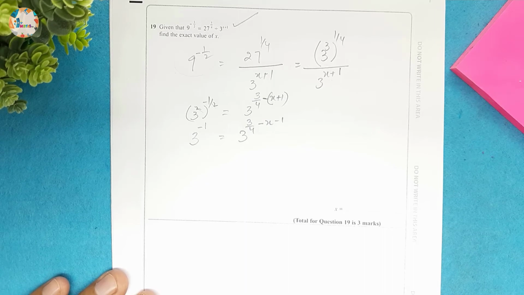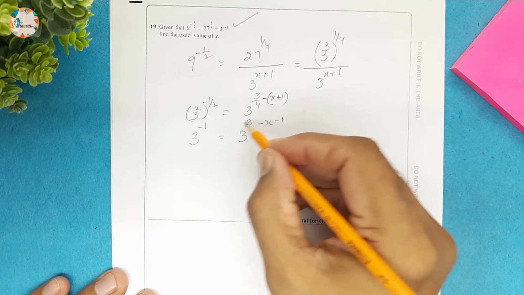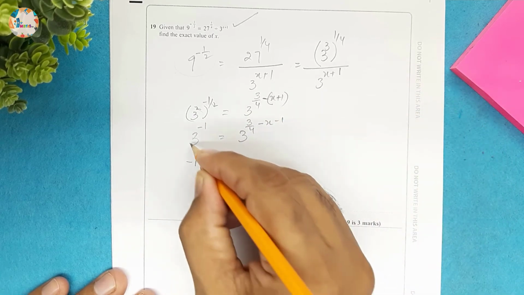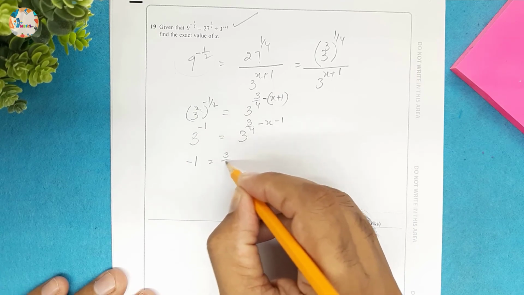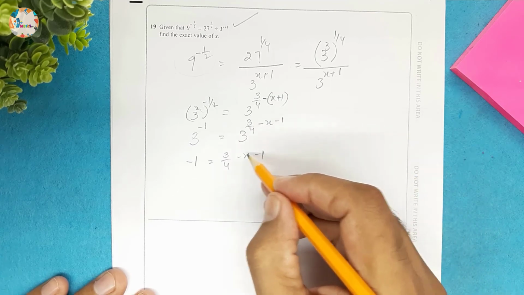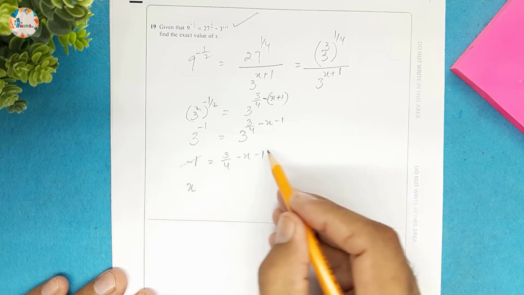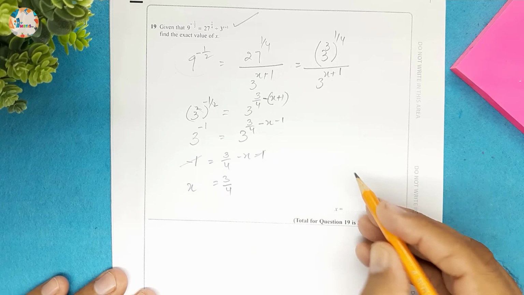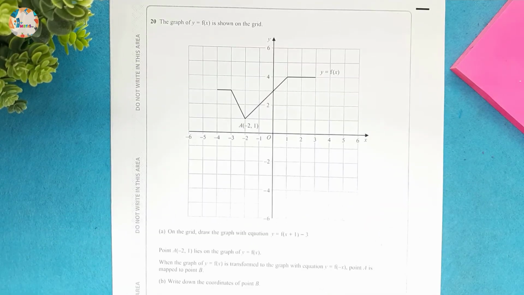And now we can equalize, bases are same, so we can equalize the powers. So we leave the bases and we write the powers. Minus 1 is equal to 3 by 4 minus x minus 1. This minus 1 and x we can shift to this side, so these two basically will be cancelled. x is equal to 3 by 4, which will be our answer. x is equal to 3 by 4.